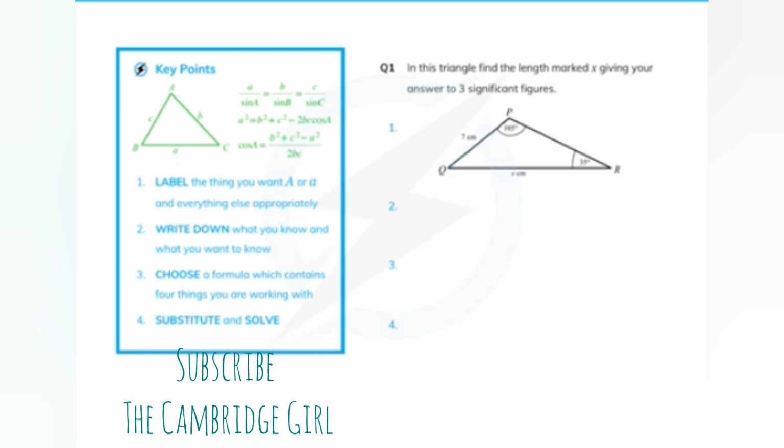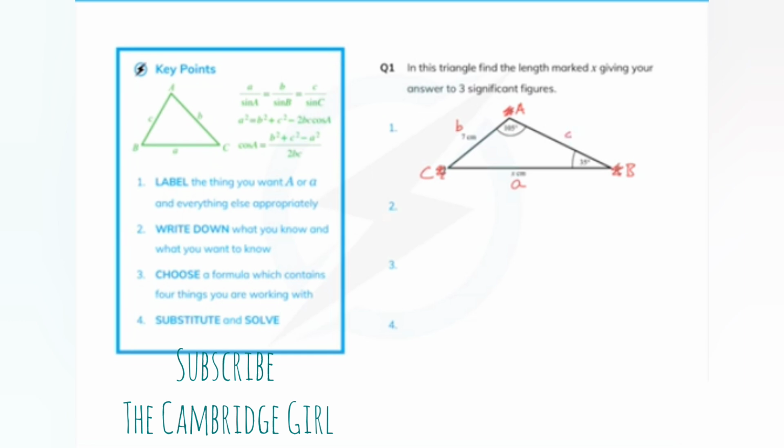So the first one. This is the thing we're trying to find. It's that side there. So we call that little a. And then the angle opposite that is big A. So cross out the P and put big A. And then cross out the R, call that B. So the 7 is also little b, and for completeness, although I don't think we're going to need it, Q becomes big C, and the little c there.